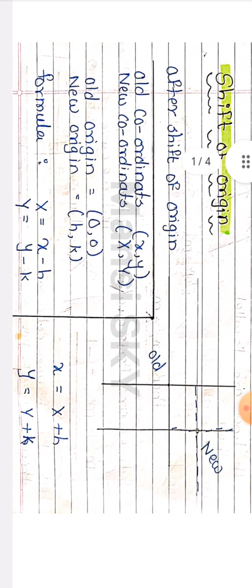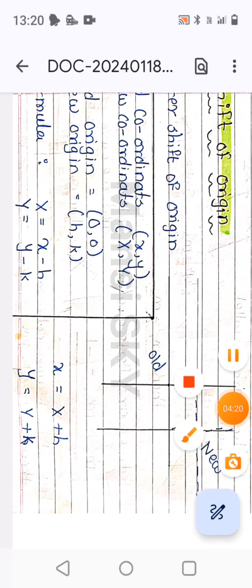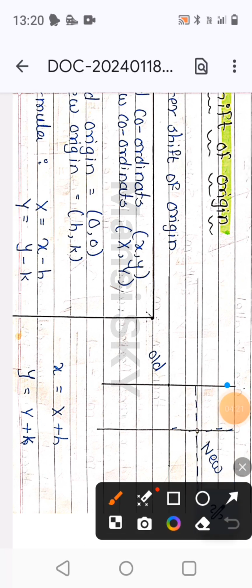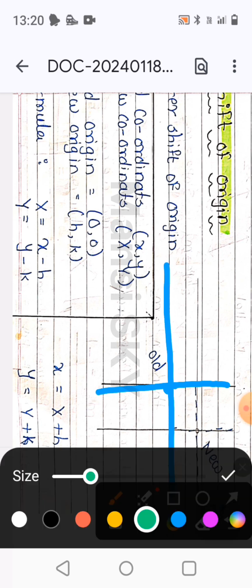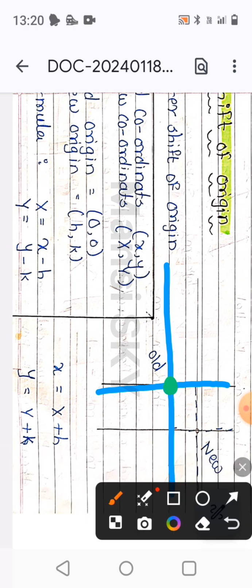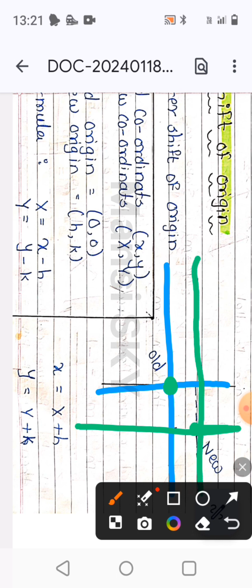Then a very important concept, which is shift of origin. What is shift of origin? So see, if you have a coordinate system like this, and this is your origin, and what if this origin shifts to here? If the origin shifts to here, then every axis, every point is going to be changed because the origin is shifting. After shift of origin, every coordinate changes. So that's why there are many changes after the shift of origin. That's why we have this concept. So let's see this concept.